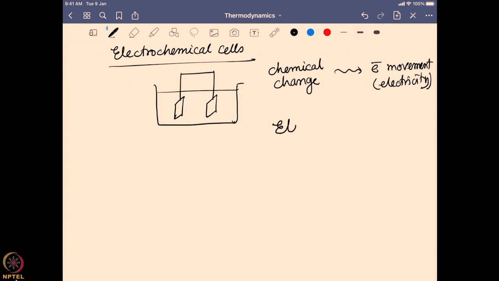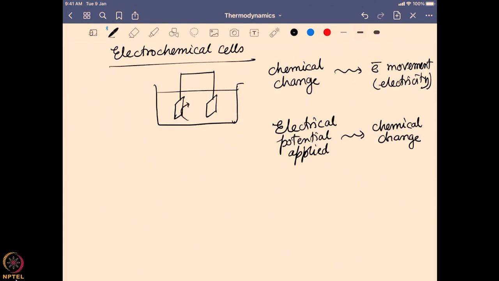an electrical potential applied on the system creates a chemical change or a chemical transformation. So, either the chemical change creating the electricity or the electricity is actually doing the chemical change, either way it is possible. And depending on which side we are doing, there is a chemical reaction happening and it is actually creating a movement of the electrons which can be given as the electricity.